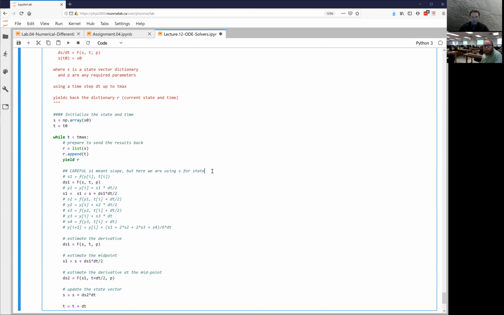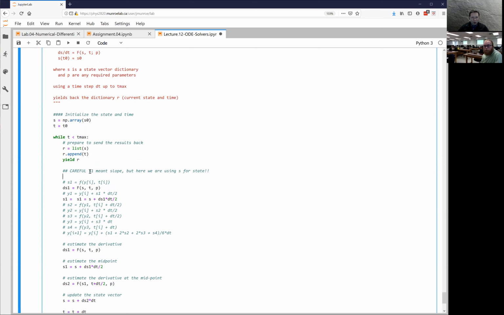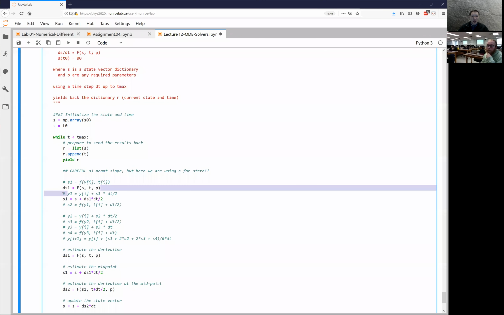Okay, so there's a complexity already. I'm noticing that I've changed notations. In the 1D case, I was using S for slope, but now I'm using S for state, right? So we got to be a bit careful, make sure we don't confuse ourselves. So this is the derivative at that point. The state is equal to the original state plus the slope at that point. Then what we want to do is evaluate the slope at this new state, but at a half time step.